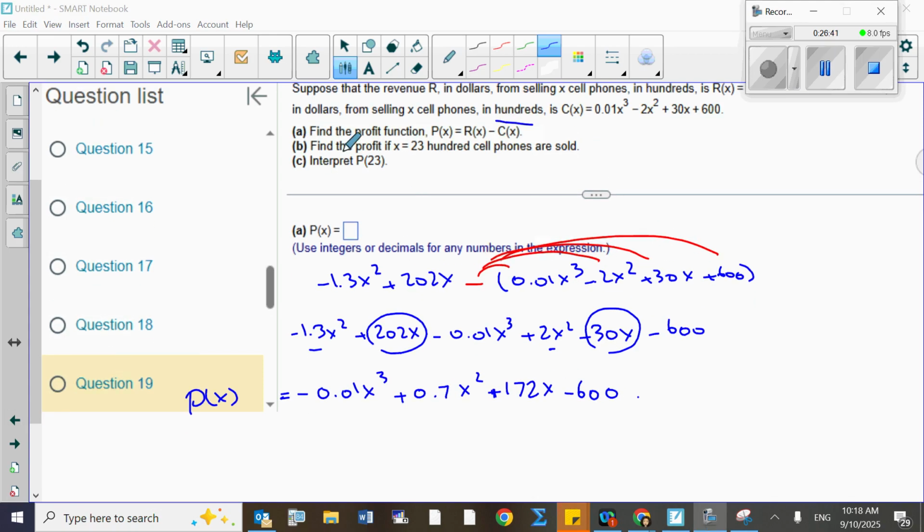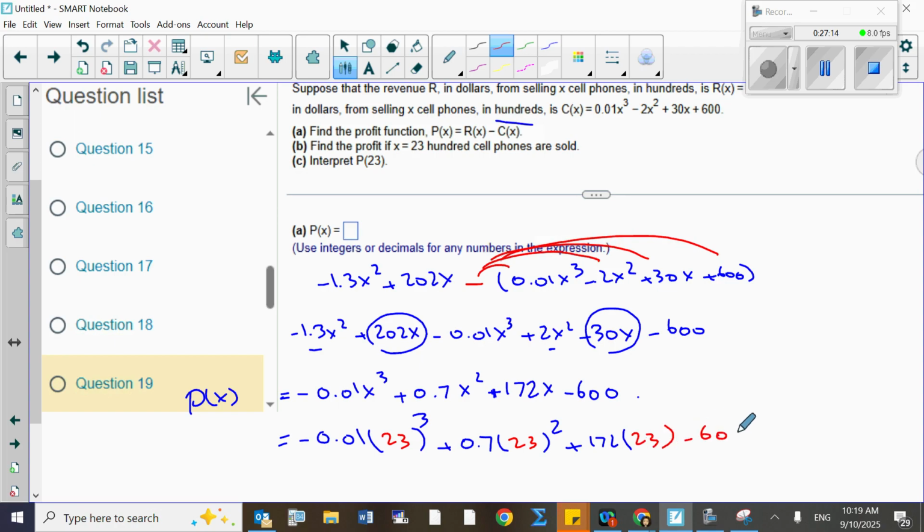Part B is asking us to find the profit if x is equal to 2,300 cell phones. And all you need to do here is plug in x as 23. So 0.01 times 23 to the power of 3 plus 0.7 times 23 to the power of 2 plus 172 times 23 minus 600. I will leave this for you to find the answer.